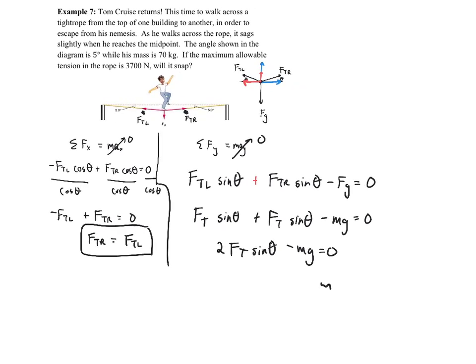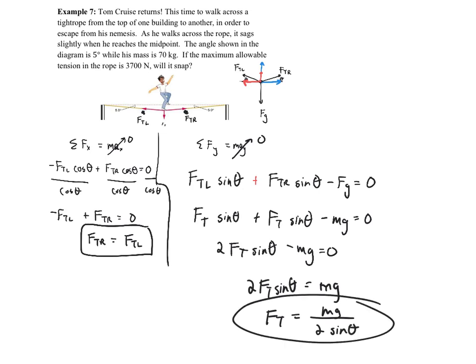I'm going to move mg over, and then I'm going to divide by 2 sine theta. And there's my actual answer for the problem. Now, here it does matter that I get a number. Why does it matter that I get a number for this problem? Maura, why do you think it matters? Because if you see if it's greater than 3700. Yeah, the goal is to figure out, is this number more than 3,700?